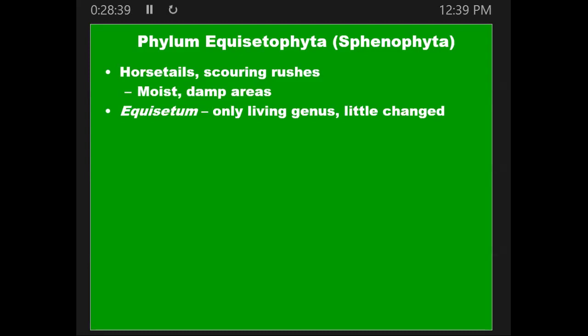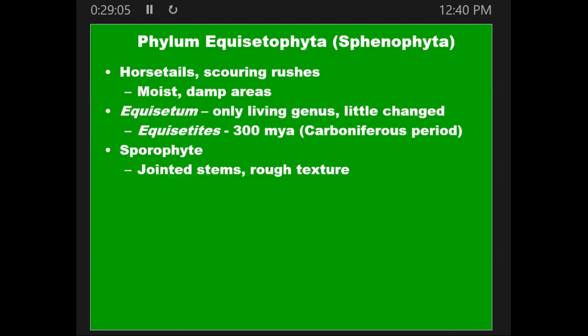And if you look at this plant and then look to the fossil record, they look pretty much identical. They're just smaller. They used to be quite large, and now they're much, much smaller. But other than that, they haven't really changed their morphology. And so 300 million years ago, during the Carboniferous period, Equisetites was another Equisethophyta type plant, and that one was very large.